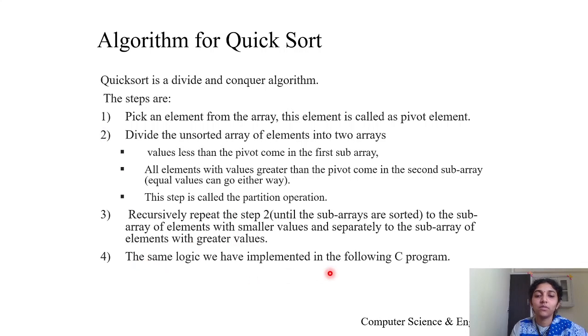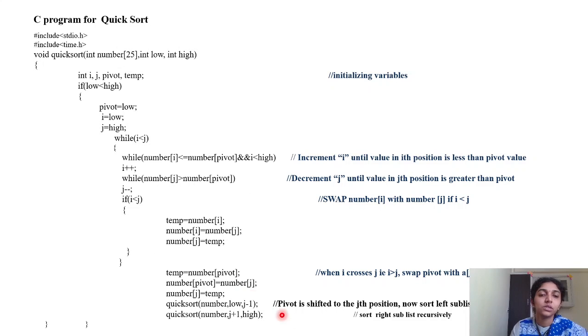With the same logic we have implemented the C program. Let us see that program. So this is the C program for quicksort. This program will be clearer if you write it and execute it yourself, but briefly I am going to explain once again. We have two include operations. One is stdio.h, which is used for all the input and output statements, and time.h is used to calculate the time required for executing this quicksort program.